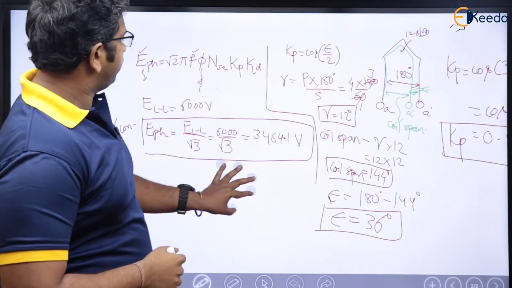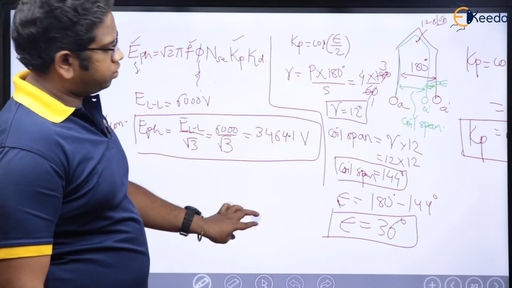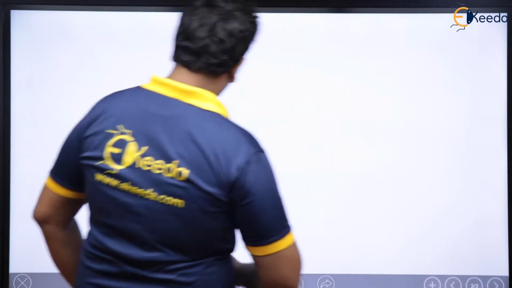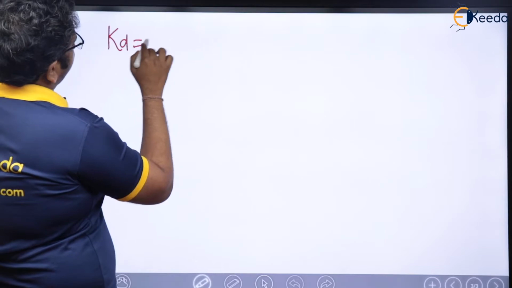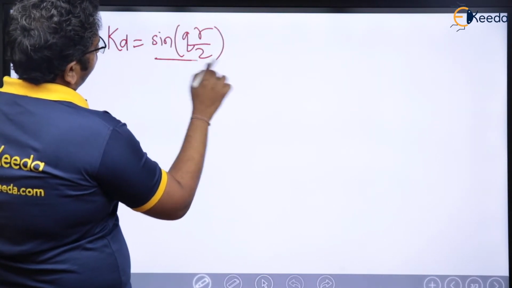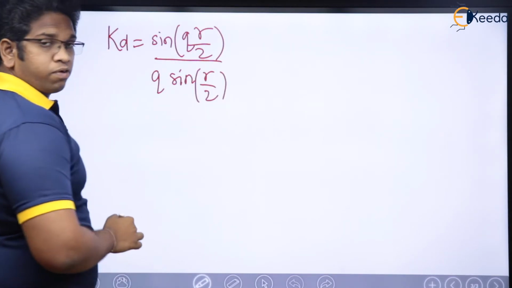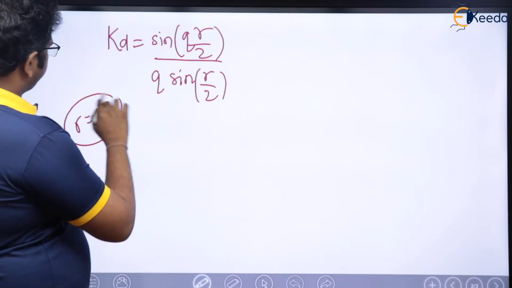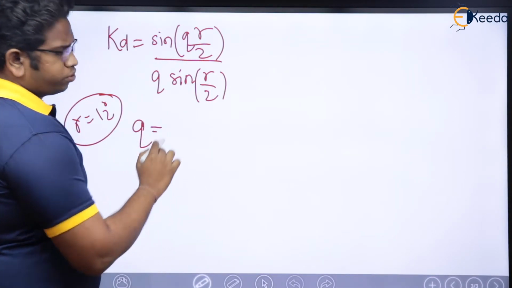Now let us try to find Kd. Kp is done. We want Kd. See guys, Kd is going to be sin Q gamma by 2 upon Q sin gamma by 2. This is a formula we have. Already we know gamma is equal to 12 degrees, just now we found it. What else do we need? We need Q.